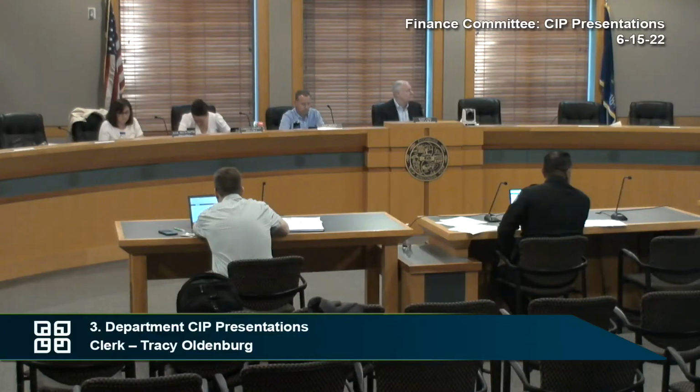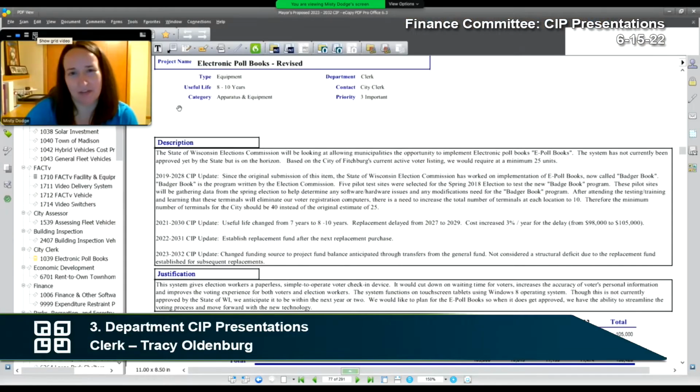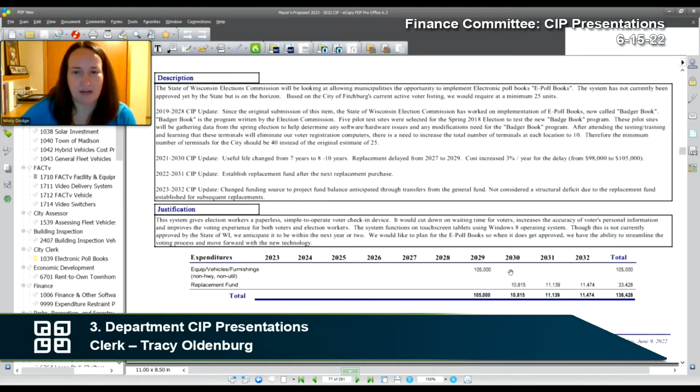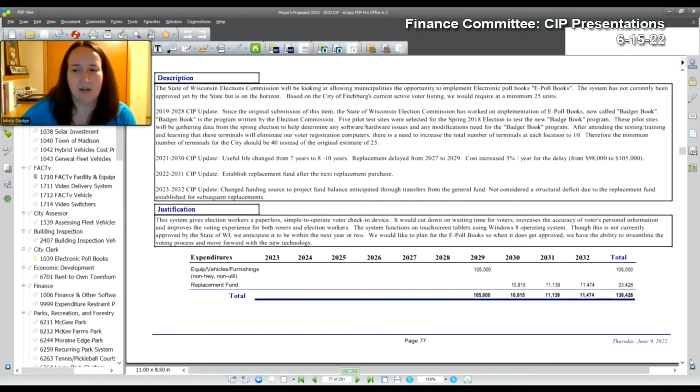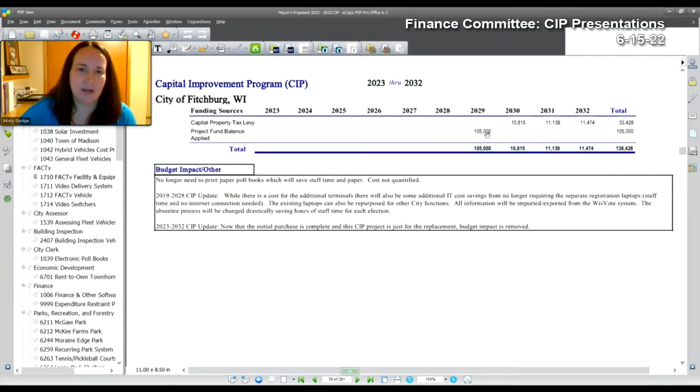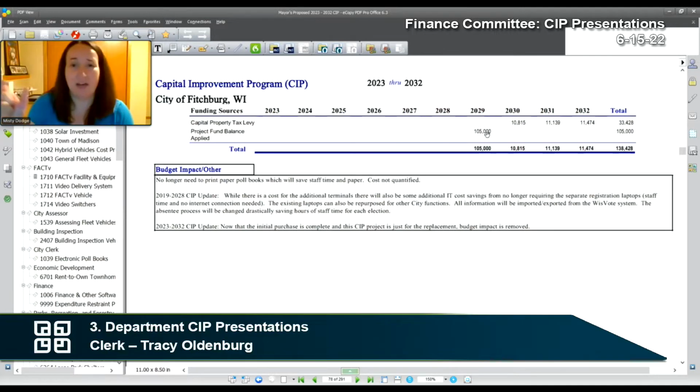I would actually like to add something to this one if I can, simply because it's an example of other things you'll see throughout the document. Not necessarily this particular project, but one of the fund balance strategies that we used throughout the mayor's proposed CIP that is not considered a structural deficit is similar to what we did here. So you'll see the next time we replace the electronic poll books in 2029, we have that funded by fund balance. And then we have the replacement fund set up for any subsequent ones after that. So while the use of fund balance is a one-time strategy, because we have it accounted for and planned for the next one, we don't feel that this is a structural deficit.